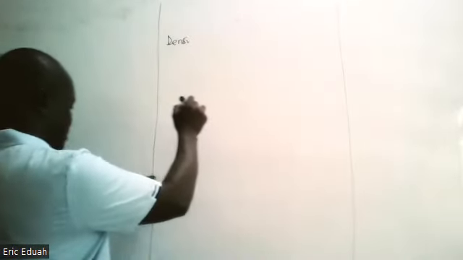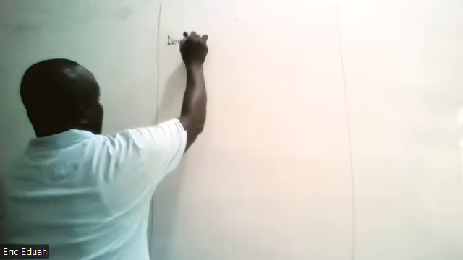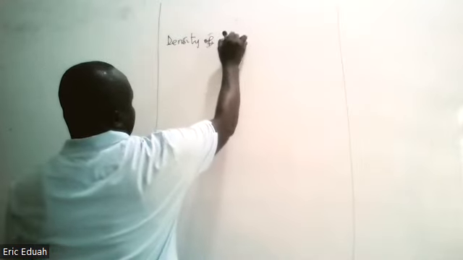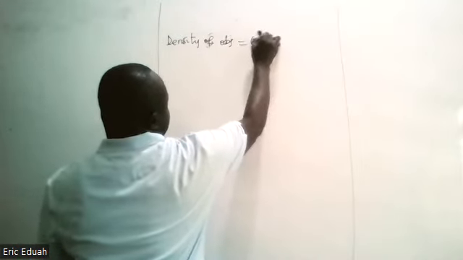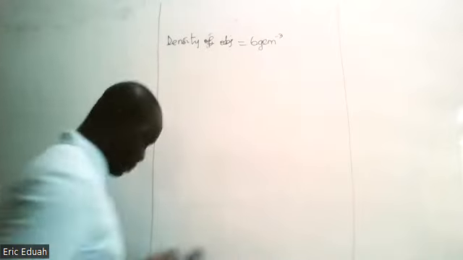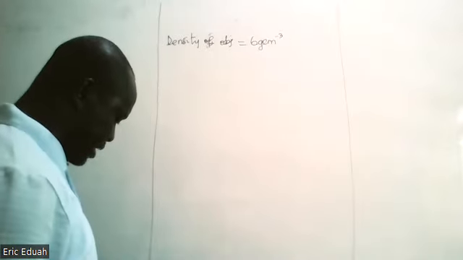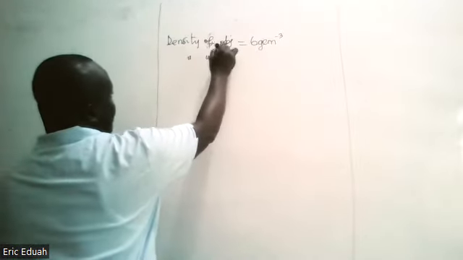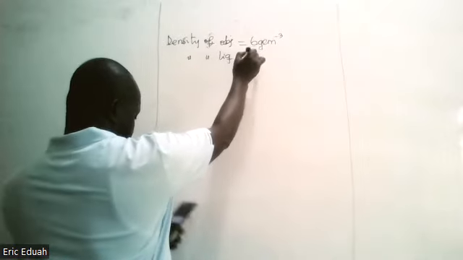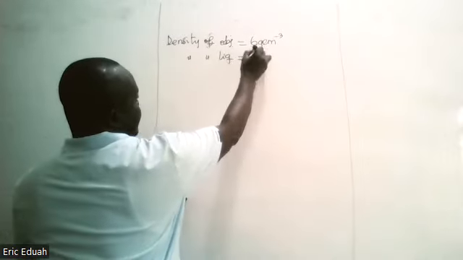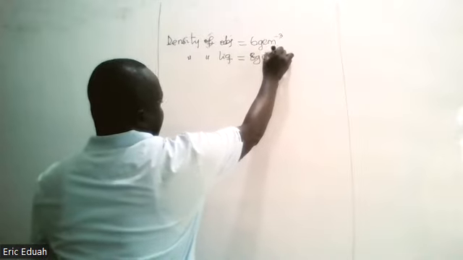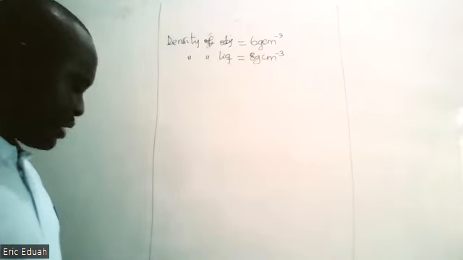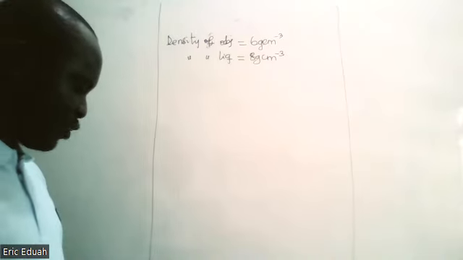So the density of the object is 6 grams per cm cube. It floats freely in a liquid of density, so the density of the liquid is 8 grams per cm cube. Calculate the fraction of the solid that floats.